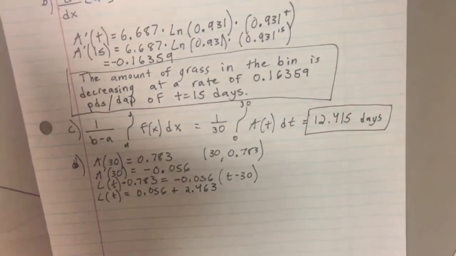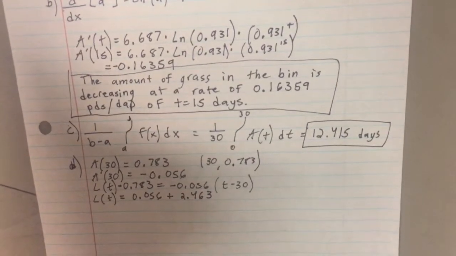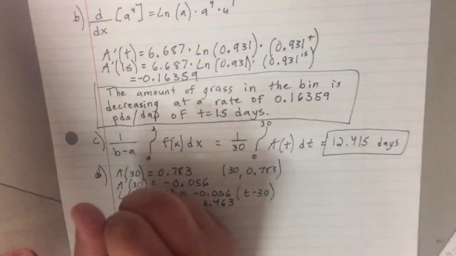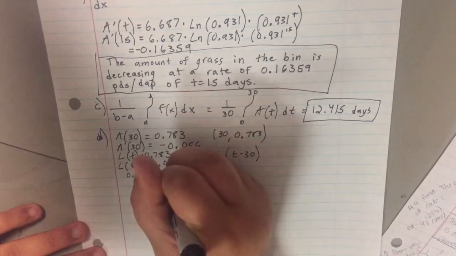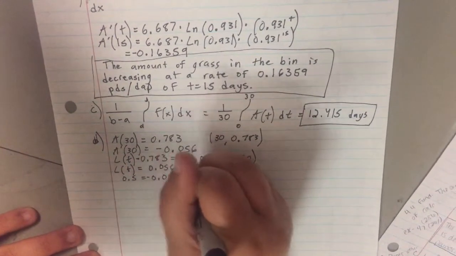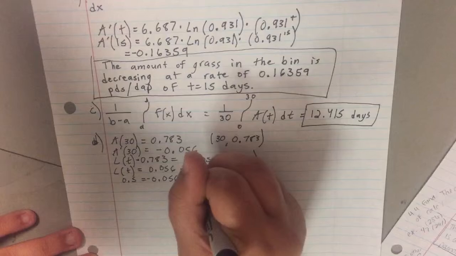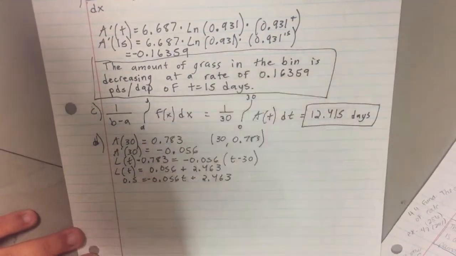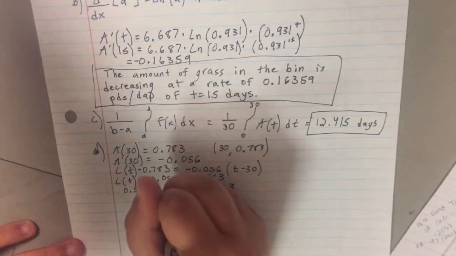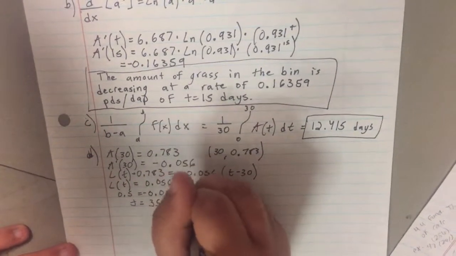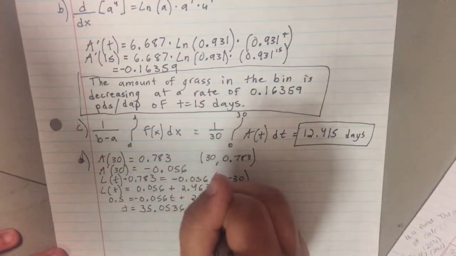2.463. And then we know that L of t is 0.5 because that is what they gave us in the problem. So you can plug in 0.5 equals negative 0.056t plus 2.463. And then if you solve it out, you'll get time equals 35.0536 days.